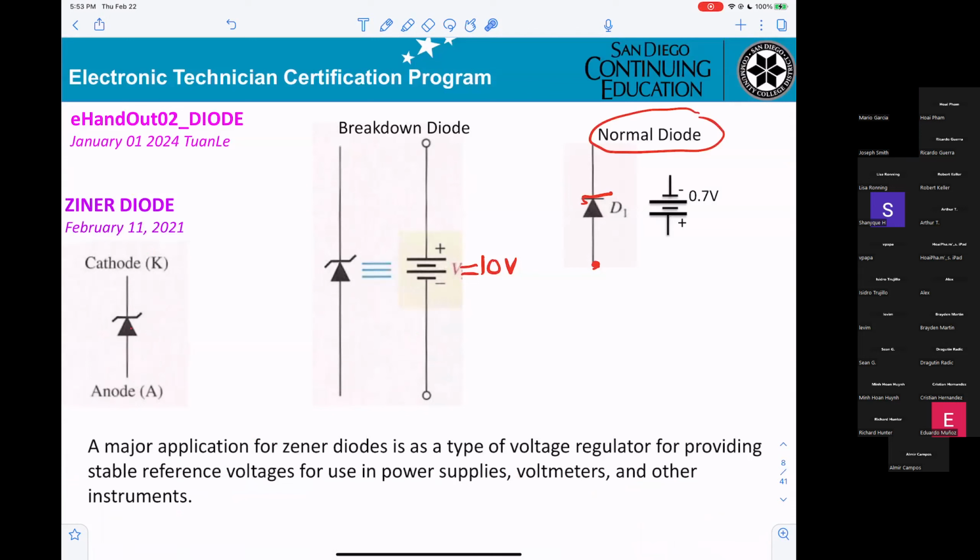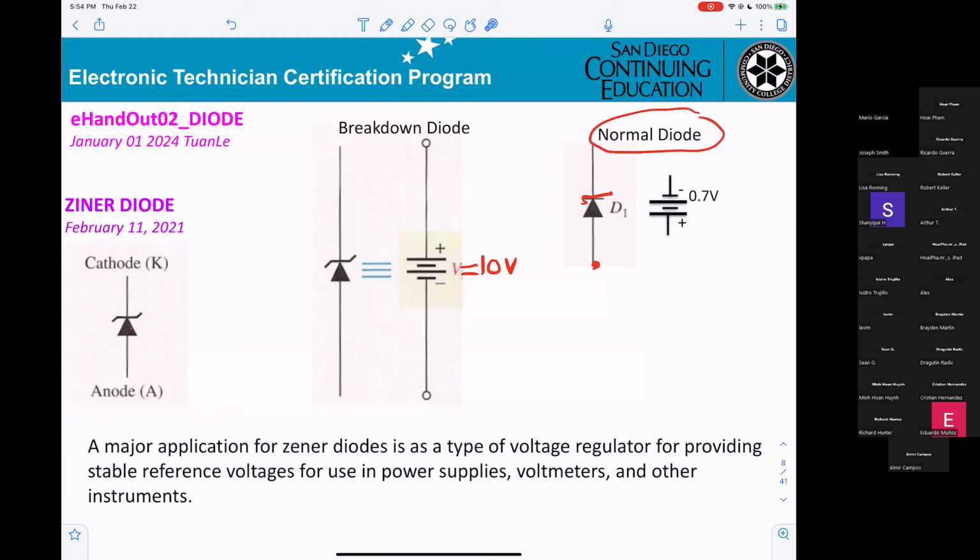Okay, now this thing here. Zener diode. That's the symbol. That's the anode and that's the cathode. Okay. A Zener diode can break down. What does that mean? Breakdown means they get the voltage across that Zener.